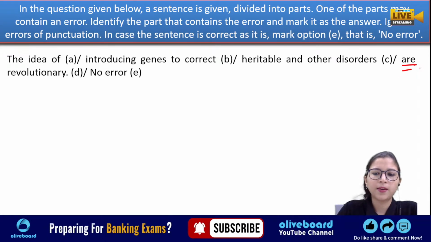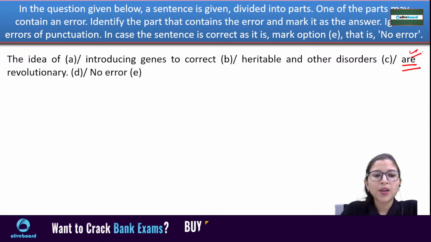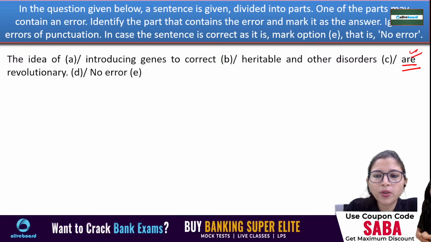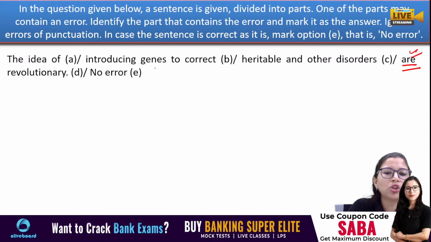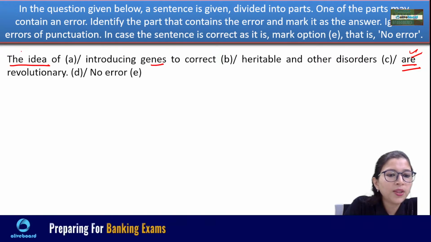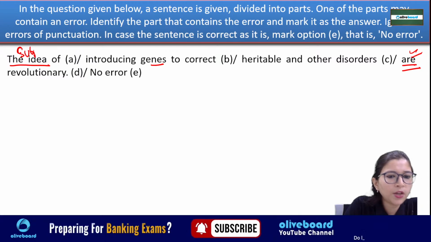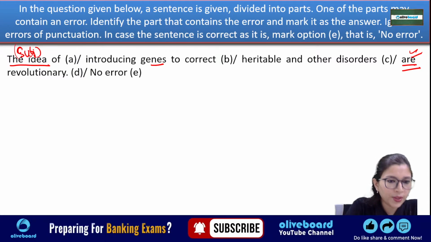Error of proximity. This is error of proximity. What is the subject here? We are not talking about heritable and other disorders. We are not talking about genes. The subject is the idea. So this idea is the actual subject. So the verb will agree with this subject.